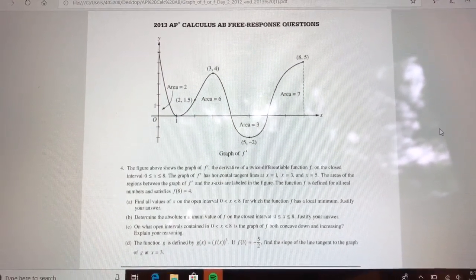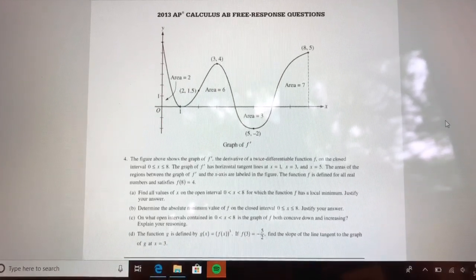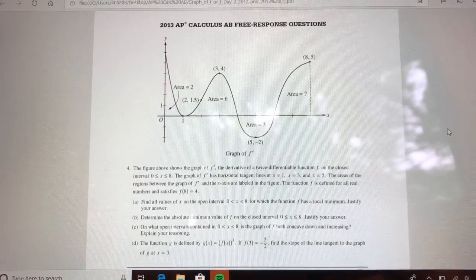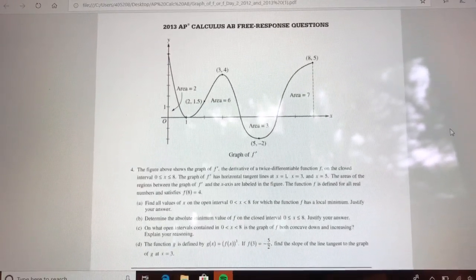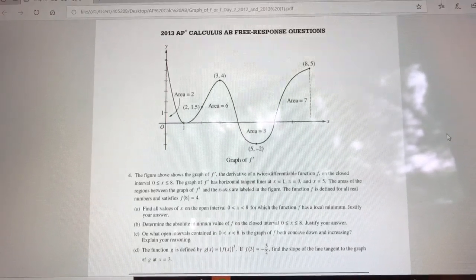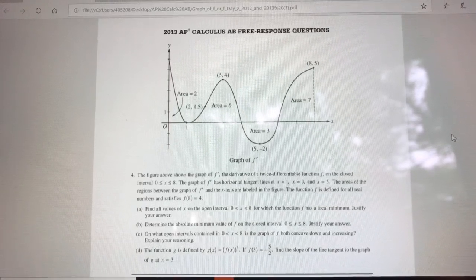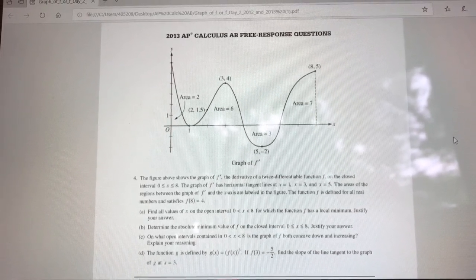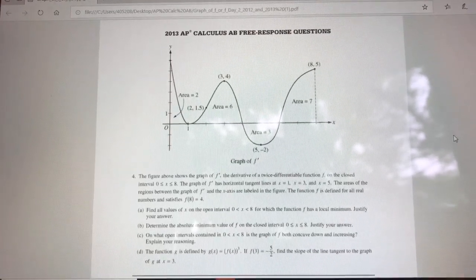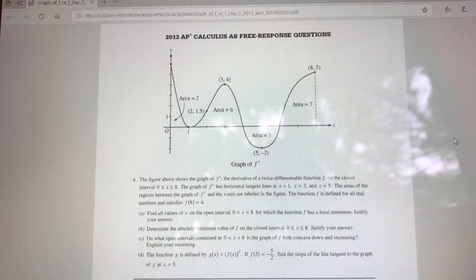So today, we're doing the 2013 AP Calculus AB free response question. We're doing the graph of f prime. The figure above shows the graph of f prime, the derivative of a twice differentiable function f on the closed interval 0 ≤ x ≤ 8. The graph of f prime has horizontal tangent lines at x = 1, x = 3, and x = 5. The areas of the regions between the graphs of f prime and the x-axis are labeled in the figure.